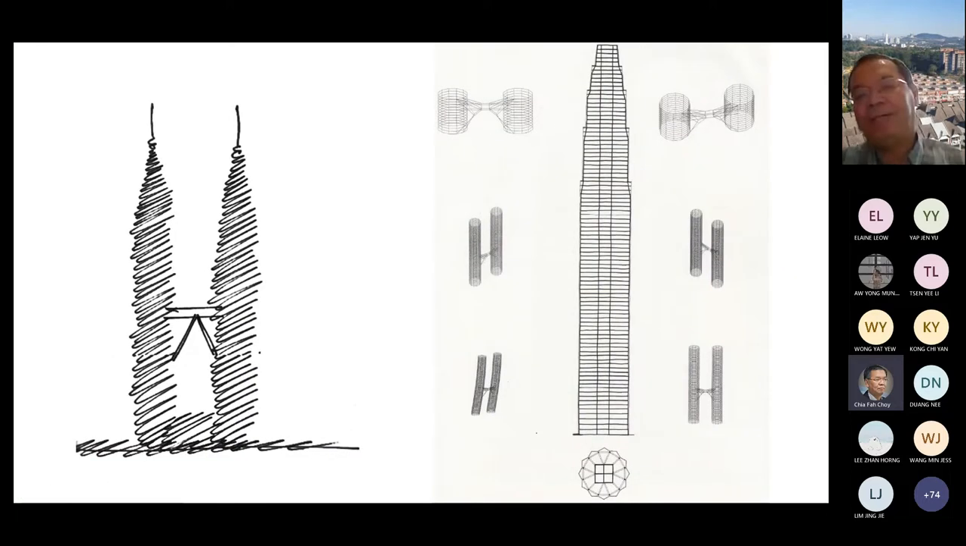Now, take for example, what is this project? Anyone can tell me? Anyone want to help me? What is this project? Yes? KLCC. Yeah, very good, Charles. Okay, so this is the KLCC.